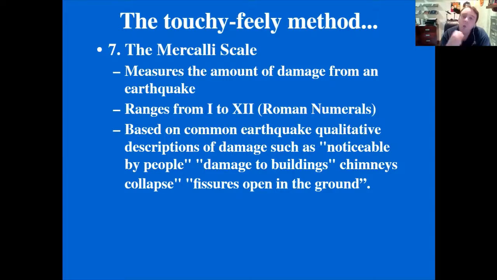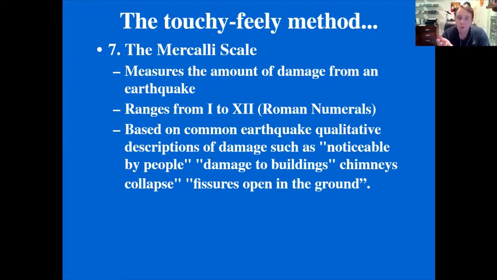And it's based on qualitative data, like how much damage was there to buildings? Did chimneys collapse? Did hoses burst? Did fissures open up in the ground? It's how they experienced the earthquake.